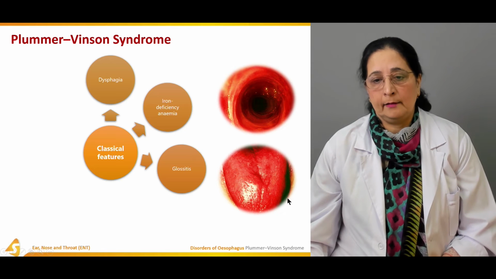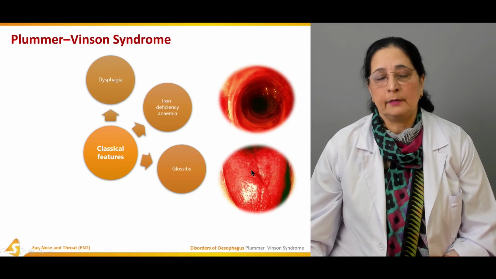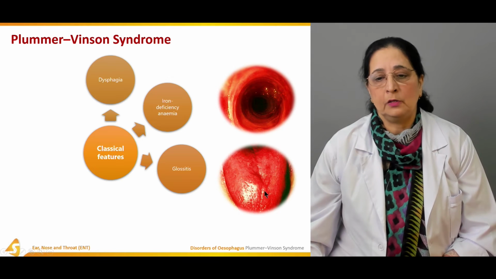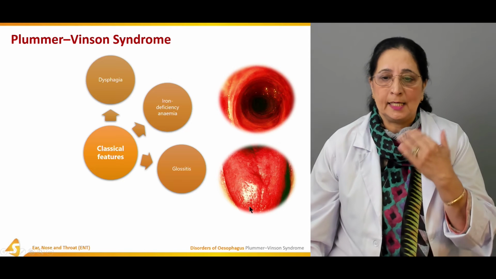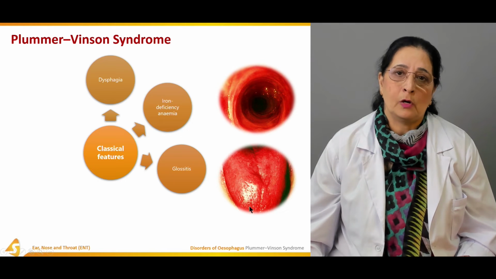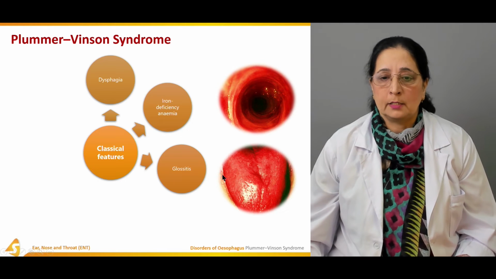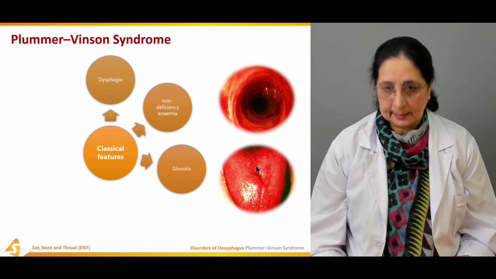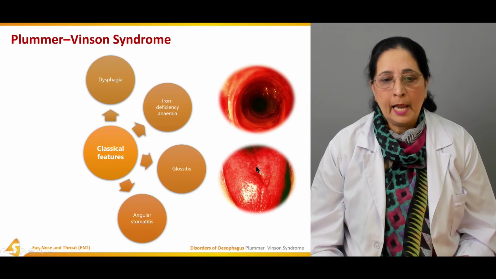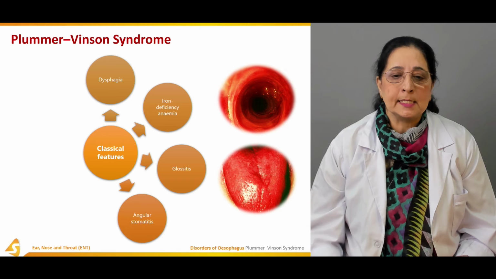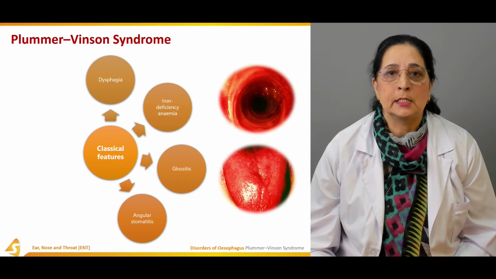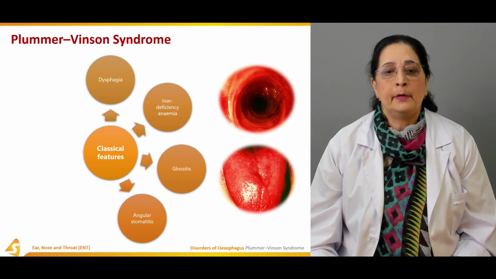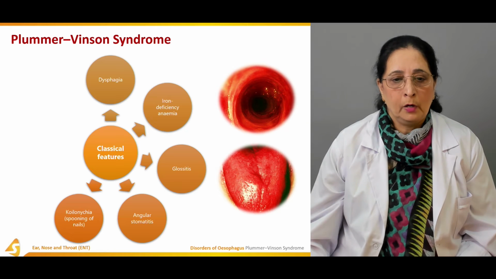Glossitis. The tongue is affected, there is inflammation or infection of the tongue, there is fissuring of the tongue, and that also can cause pain on swallowing. So this is the picture of glossitis. Angular stomatitis, there is fissuring. Angular stomatitis is also present in Plummer-Vinson syndrome.